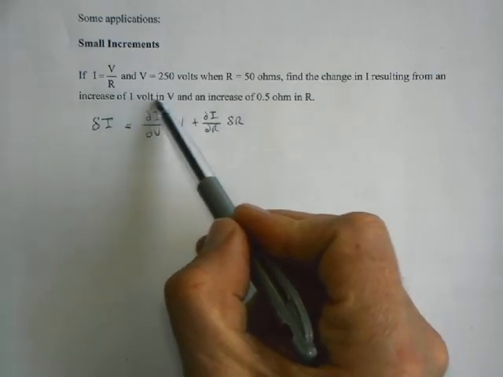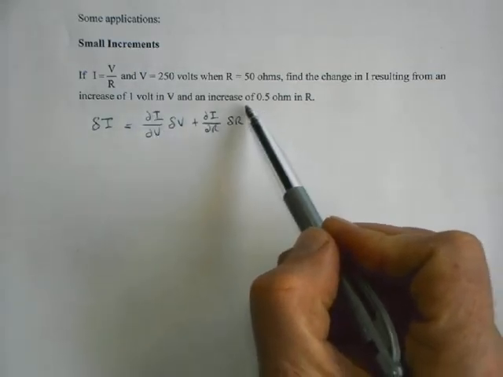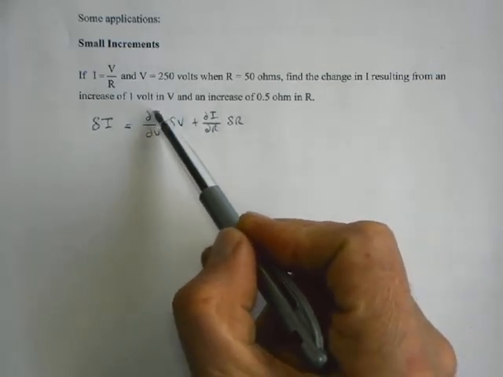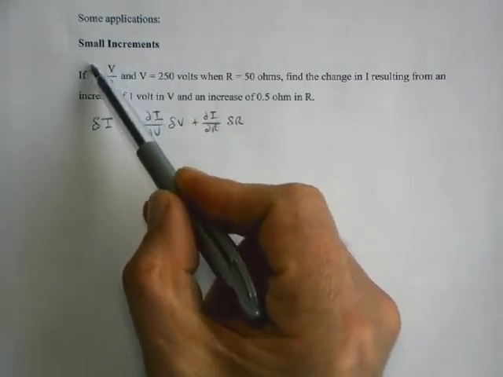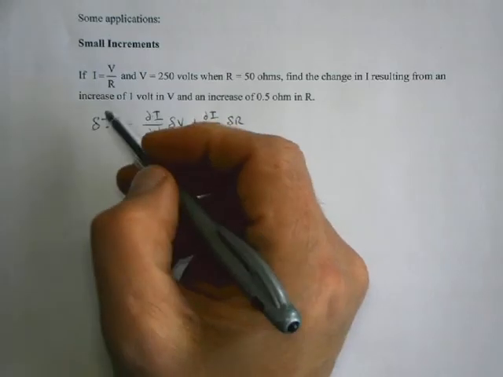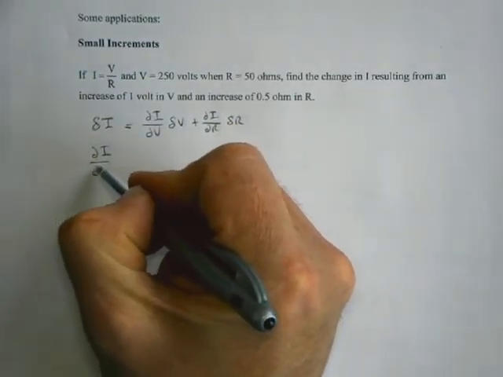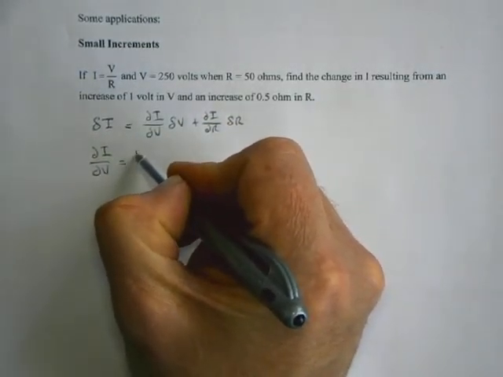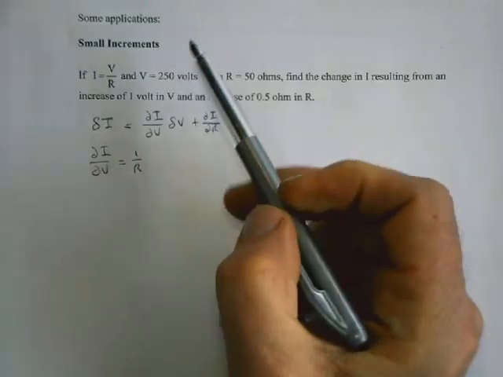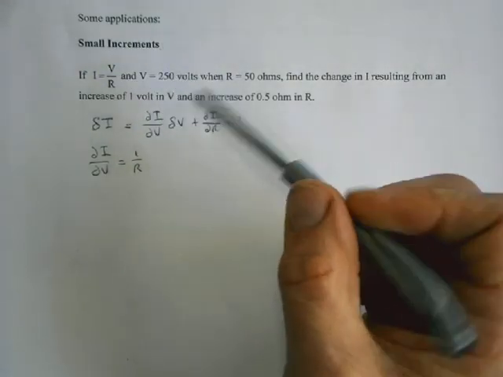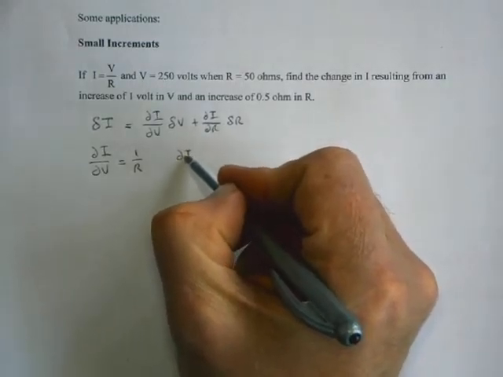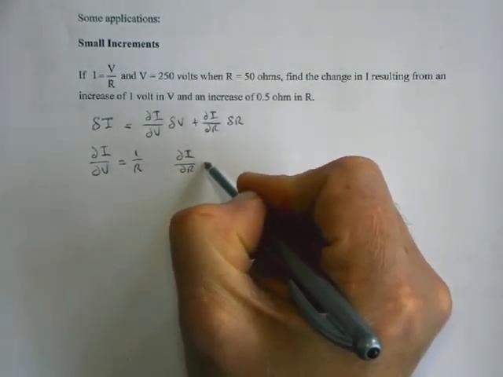So the change in V we know is 1 volt. The change in R we know is half an ohm. So we need partial I, partial V, and partial I, partial R. It's just a matter of using this to do it. So partial I, partial V is just 1 over R, because V is the variable and R is the constant in this case. And the other one, partial I, partial R.